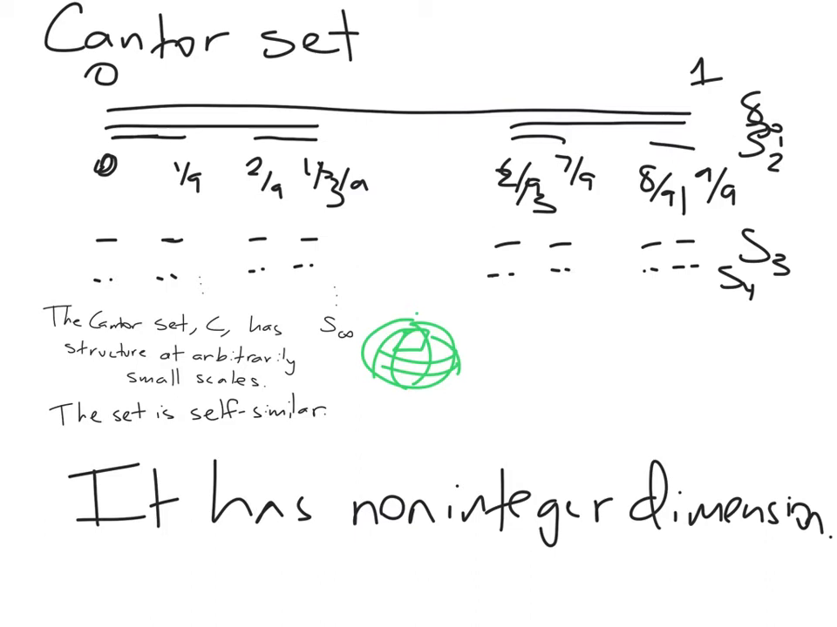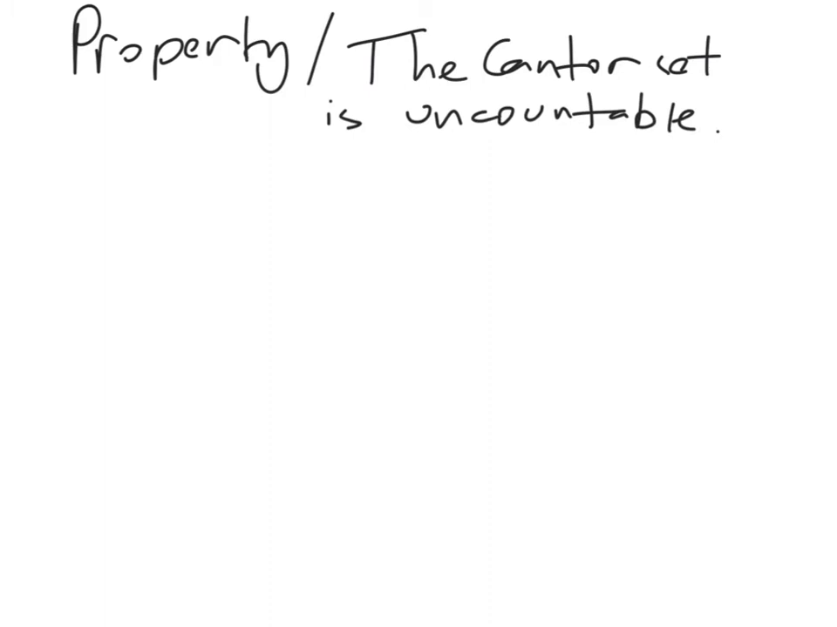I want to argue that the Cantor set is uncountable. This is just something that's interesting about the Cantor set, not something that I'm presenting as a property of fractals, but let's look at our set, and let's just start creating an index to keep track of the numbers in our set, and I'm going to give it a 0 if the number is going to be on this side of the set, and a 1 if the number is on this side of the set.